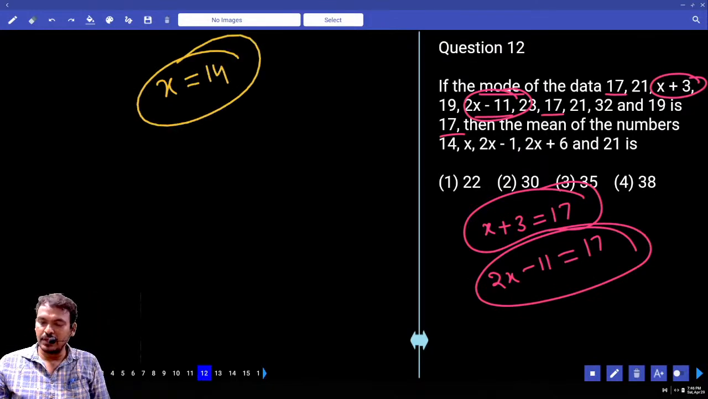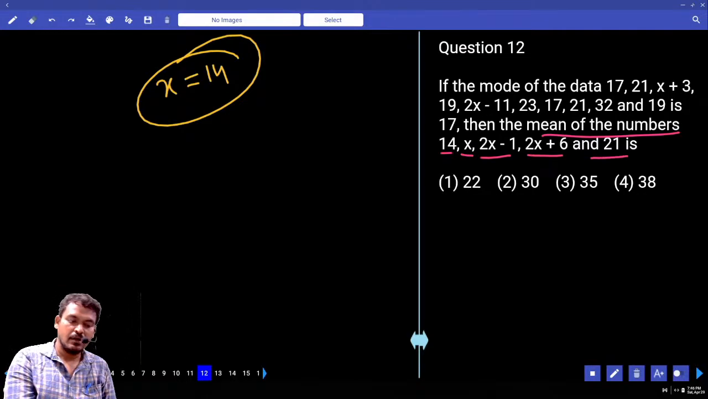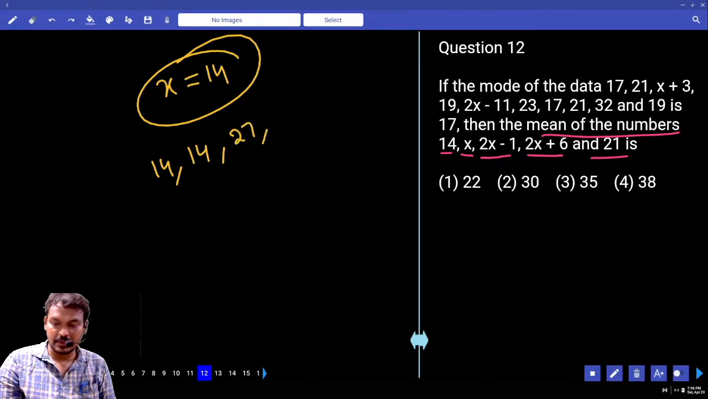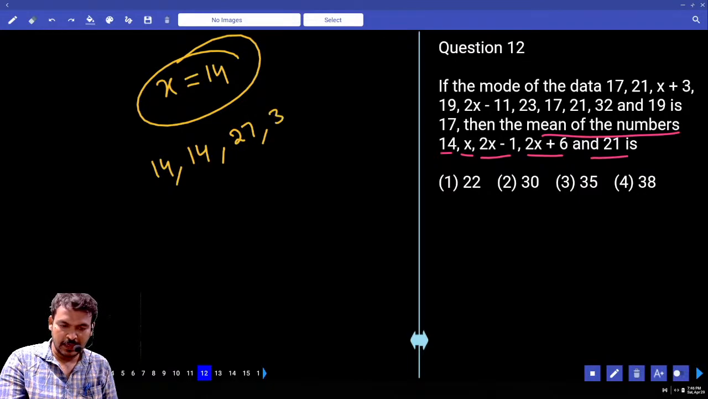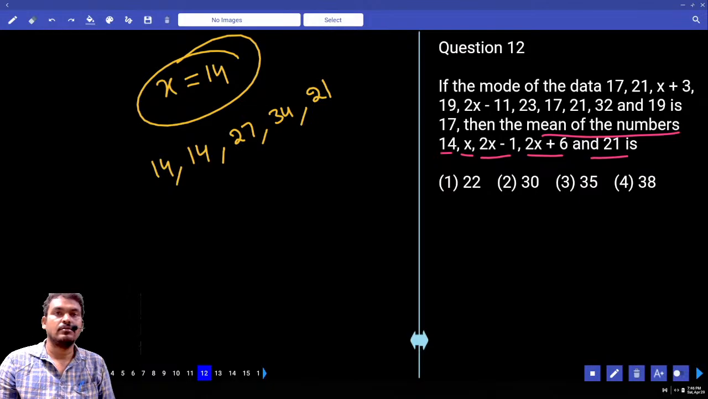What is the question here? Find the mean of the numbers x, 2x minus 1, 2x plus 6 and 21. First one is how much? 14. X also 14. 2x minus 1, 27. 2x plus 6, 34. 21. But we require the mean. Mean means average. Sum of all the observations by number of observations.